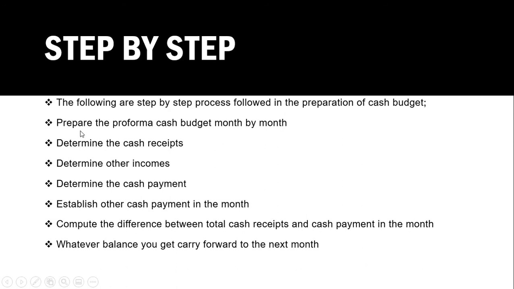We have step 1, you must have a format of the cash budget, and then number 2, determine the cash receipts. Number 3, determine other incomes. Number 4, determine the cash payment. Number 5, establish the cash payment in other months. And then number 6, compute the difference between total cash receipts and cash payment. And then finally, whatever balances, which is number 7, you get carry forward to the next month. And you go on and on until you reach the final year, the final month in your budgeting session.